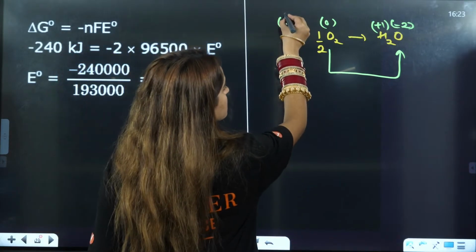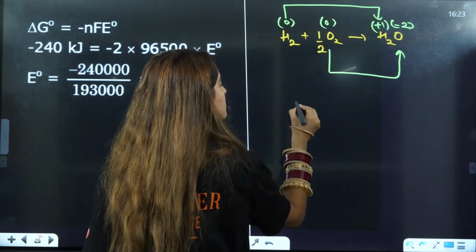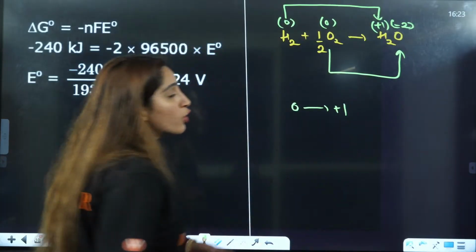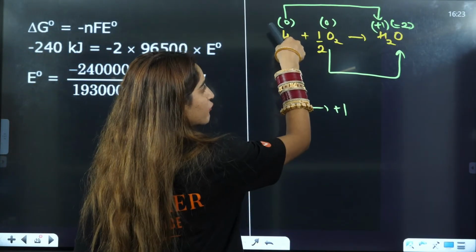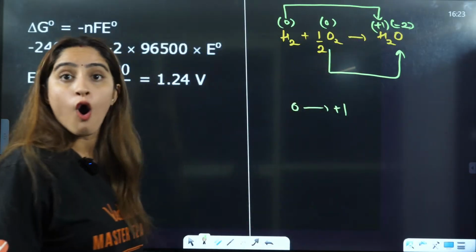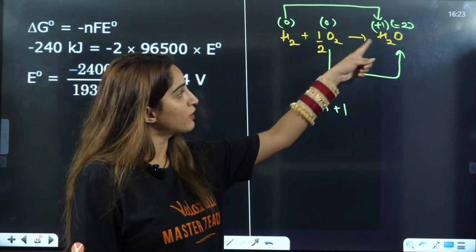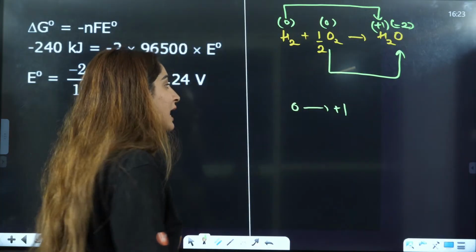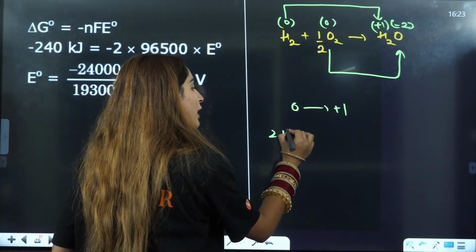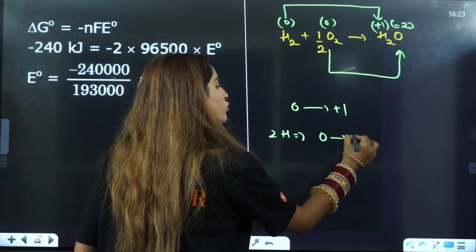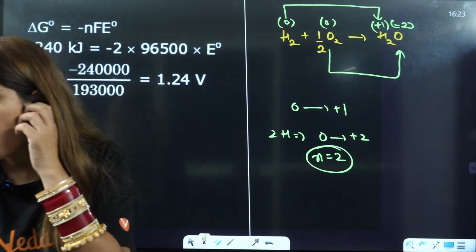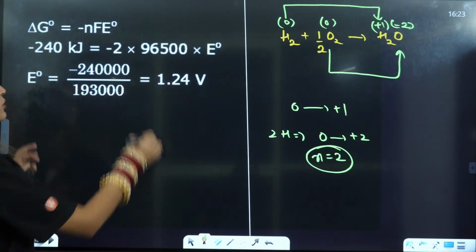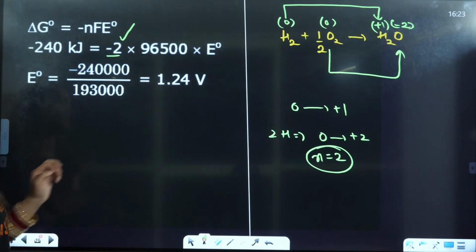And in this case, 0 to +1. You will say, ma'am, 0 to +1 is for 1 hydrogen. But for 2 hydrogen, because here you have 2 hydrogen, and for oxygen you have only 1. Here also 1 oxygen. That is why for 2 hydrogen atoms, it is going to be 0 to +2. So the N factor, the number of electrons gained or lost, is going to be 2. So we'll put the value of N factor as 2 here.